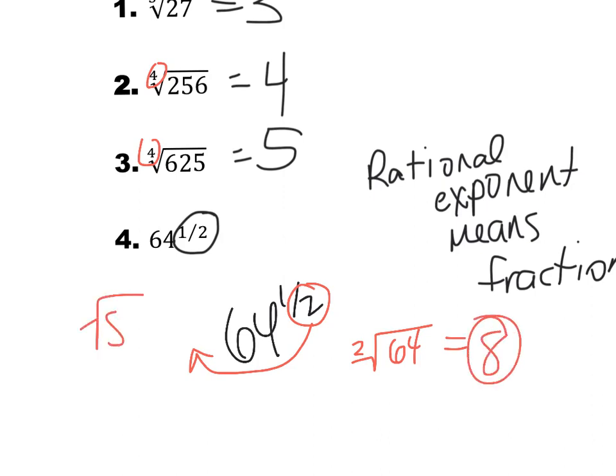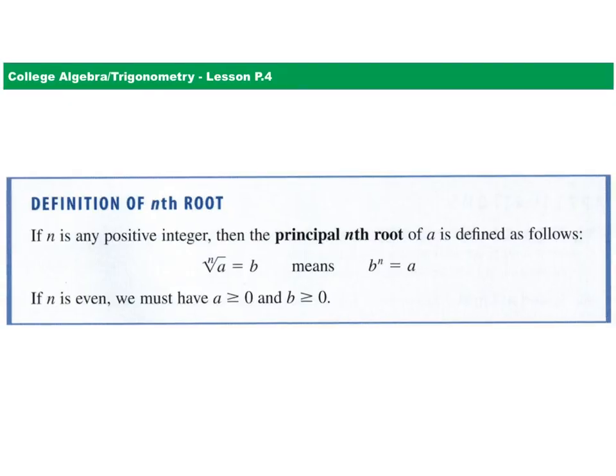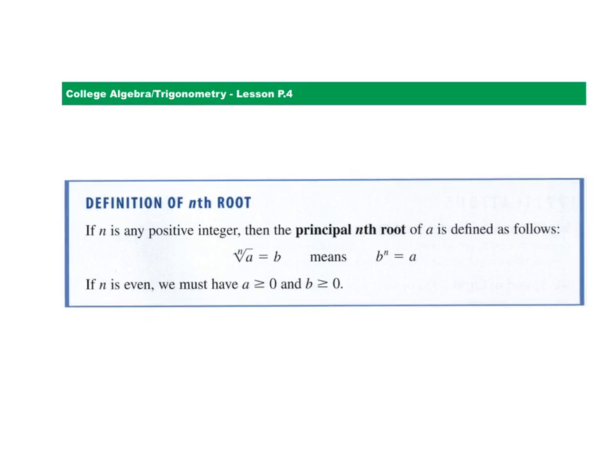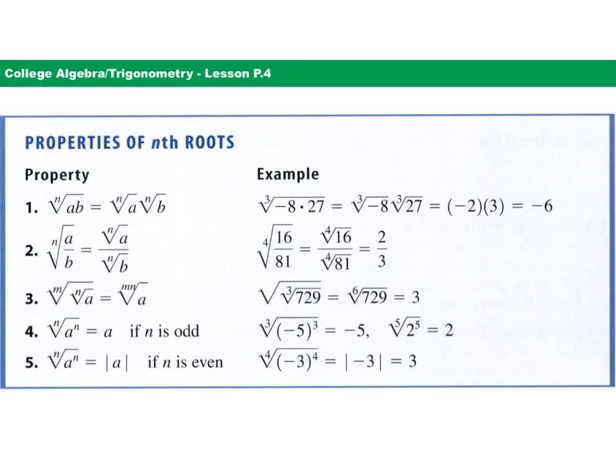If I just have this, what is the little number in front that we just assume is there? Read that to me. What does that say? Square root of 81. So square root, it's a 2. If it was a 3, it'd be the cube root. If it was a 4, it'd be the 4th root, something like that. So when you have a fraction, the denominator becomes that little number, the index in front. Okay, math talk. If n is any positive integer, then the principal nth root of a is defined as follows. That's just what I said. That means nothing to you, I know that.